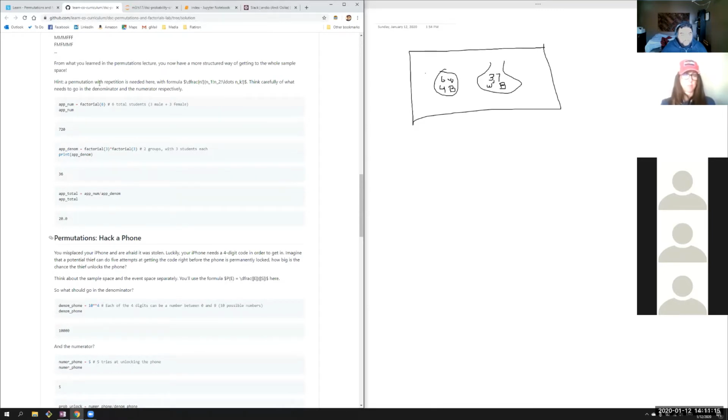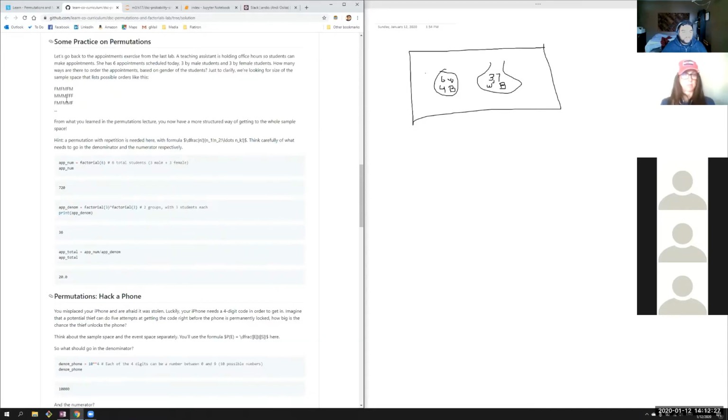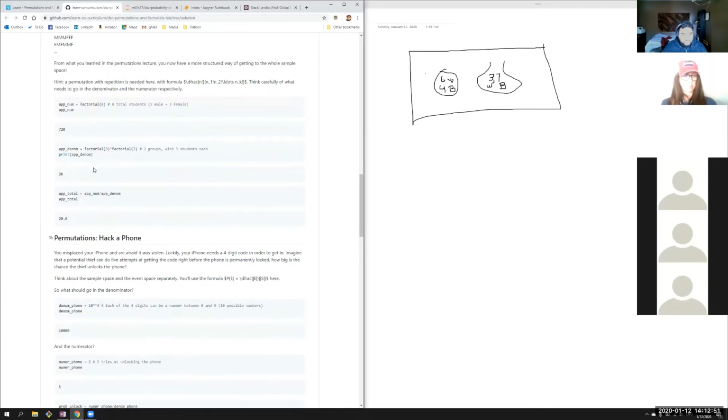Okay. Permutation with repetition is needed here. Think carefully of what needs to go in the denominator. Okay. So I think that it's permutation with repetition because it doesn't matter if male A goes before male B. We're going to take that permutation out because they can be in any order as long as they're male. So that's why you would use permutation with repetition.